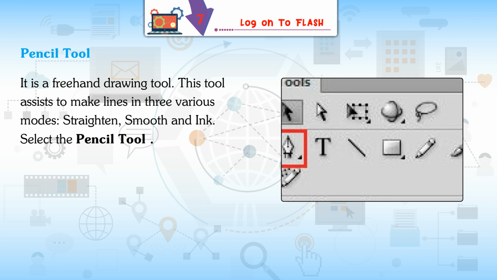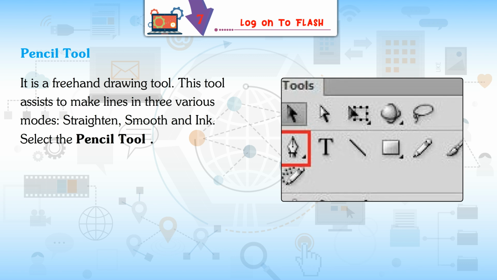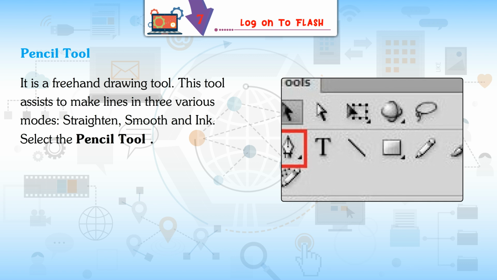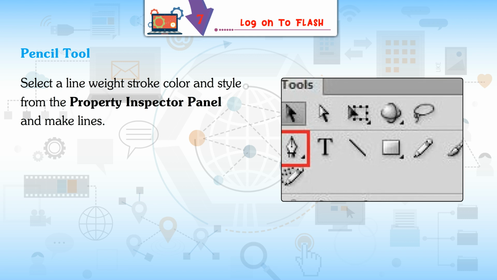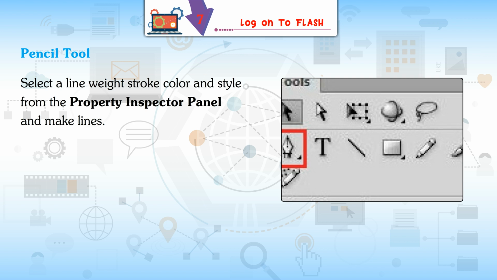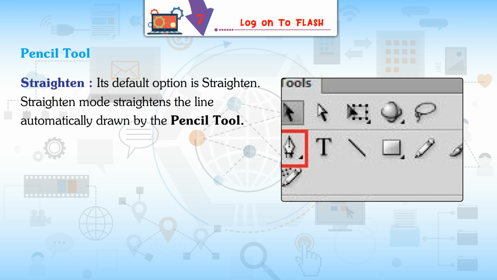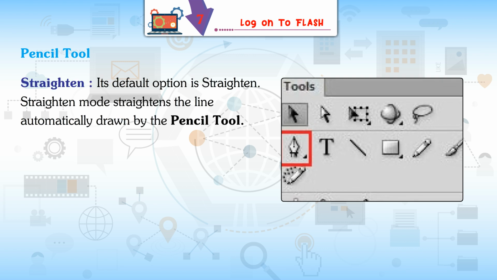Flash fills the path automatically once it becomes a closed outline. Pencil tool. It is a freehand drawing tool. This tool assists to make lines in 3 various modes: straighten, smooth and ink. Select the pencil tool. Select a line weight, stroke color and style from the Property Inspector panel and make lines.